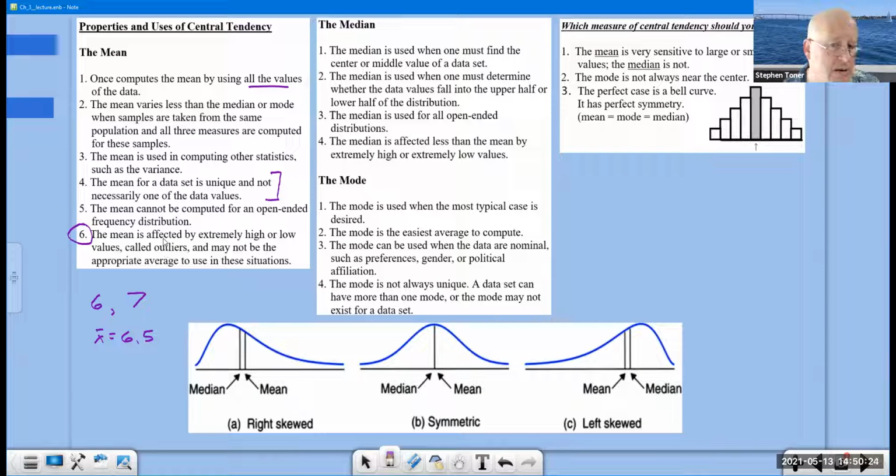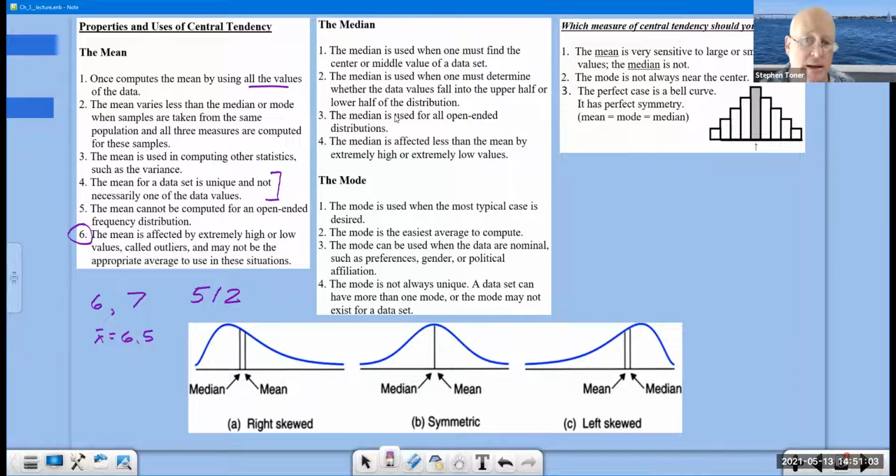The mean is affected by extremely high or low values, which we call outliers, and may not be the appropriate average to use when you do have these extremely large values. For example, you've got a whole bunch of numbers that are right around 6 and 7, and then I throw a 512 into the data set. Well, that number is going to really affect all these low numbers around 6 and 7, and the mean will be much higher. So it is very sensitive to these high and low numbers.